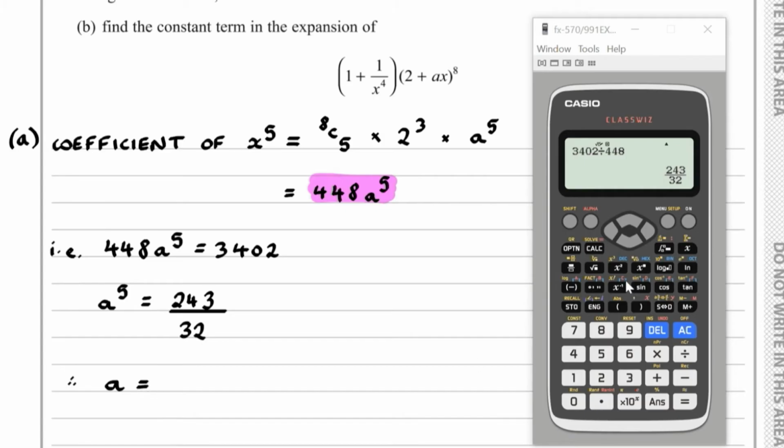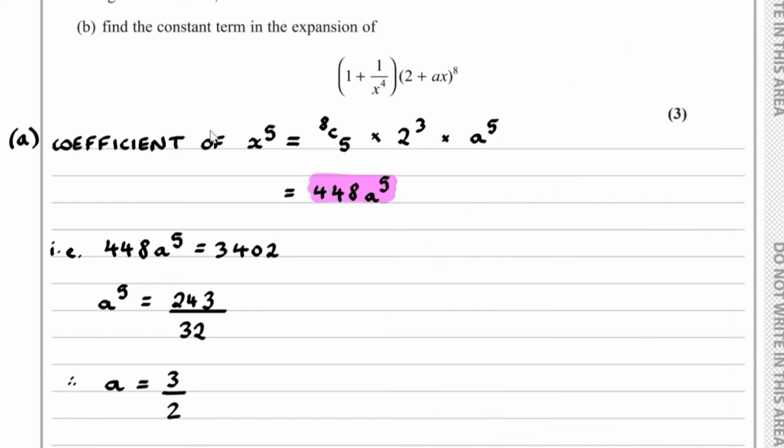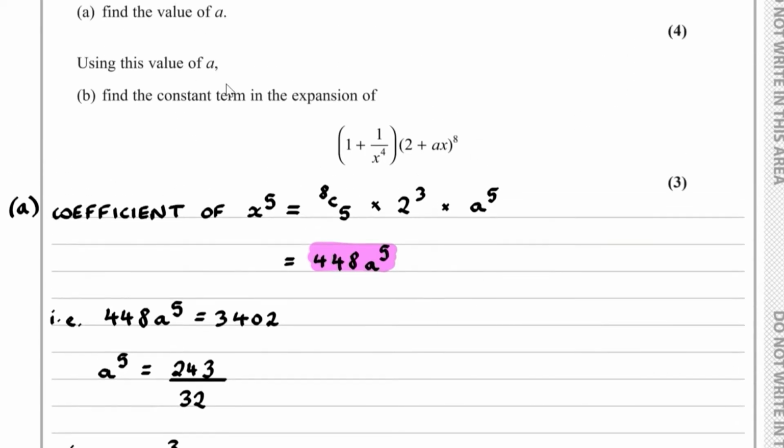a is the fifth root of this, which is 3 over 2. So a is equal to 3 over 2. And now for part B, using this value of a, what we have to do is find the constant term in the expansion of (1 plus 1 over x) to the 4 multiplied by (2 plus ax) to the power of 8.